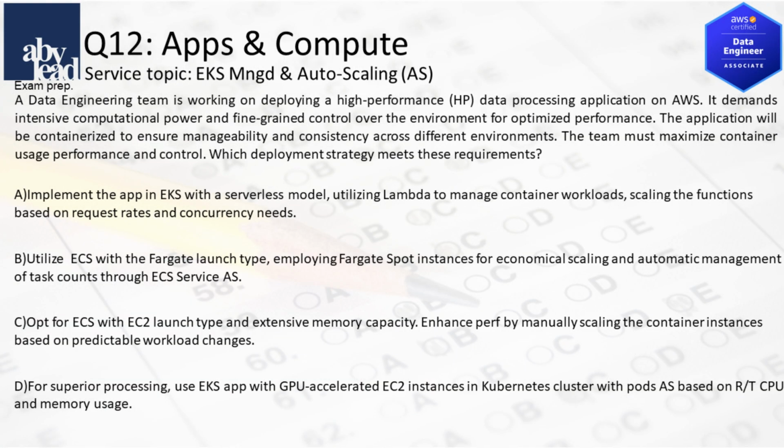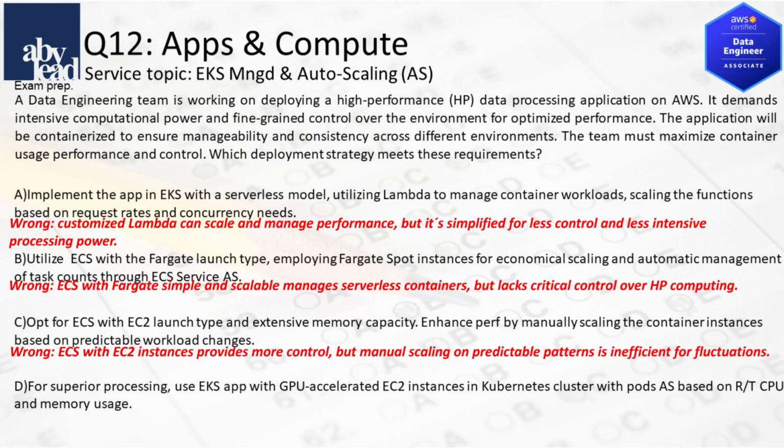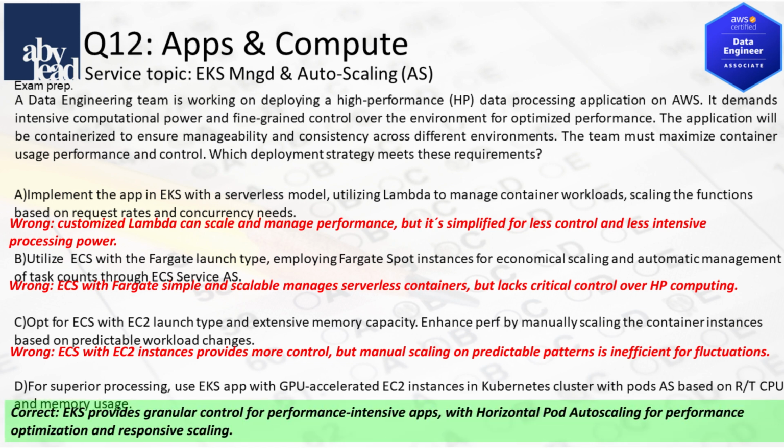Question 12. How do you deploy a containerized high-performance data processing app with maximized usage? To control intensive processing power, you can't use simplified Lambda scaling or ECS serverless containers. Additionally, manual scaling can't handle unpredictable spikes. Instead, EKS with horizontal pod autoscaling provides granular control for performance-intensive apps.